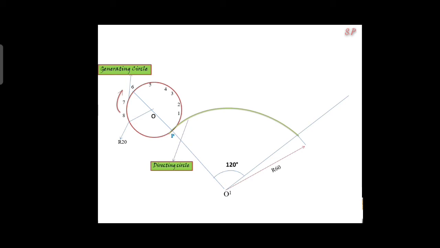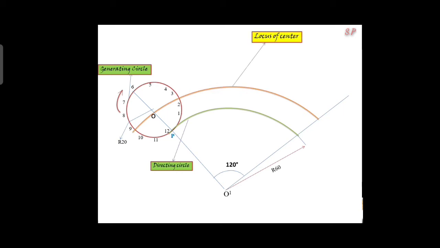So 1 to 12, you locate the points. After dividing the generating circle, you draw the locus of the center. That means the generating circle O point is there. From the point O, you draw a locus of the arc. O dash is the center and O dash O is the radius. You draw the locus of the center line.